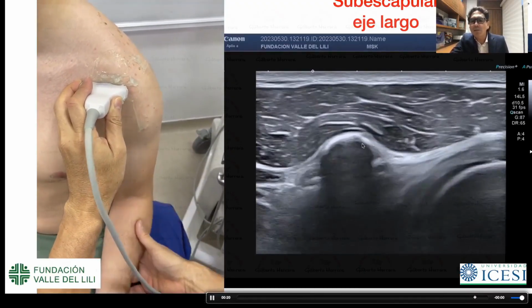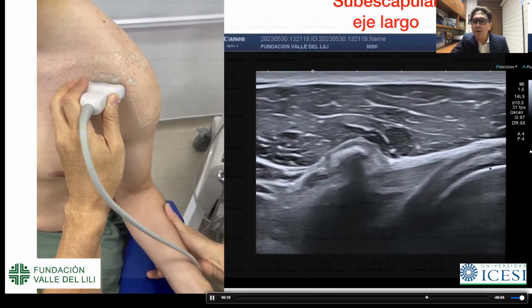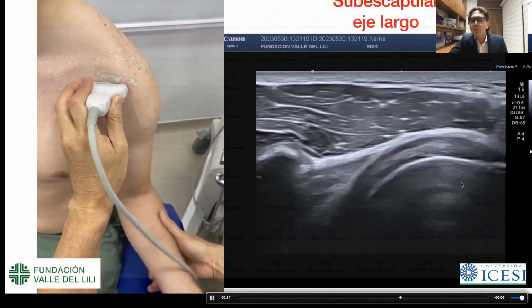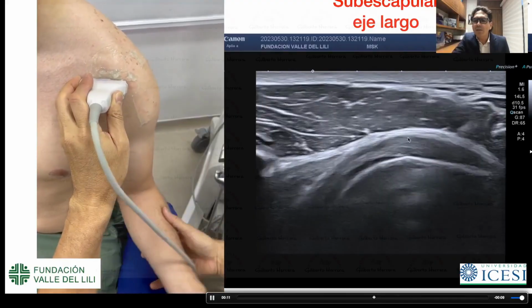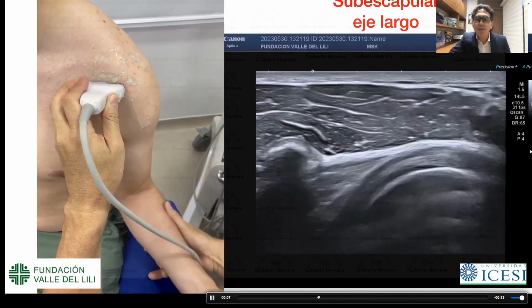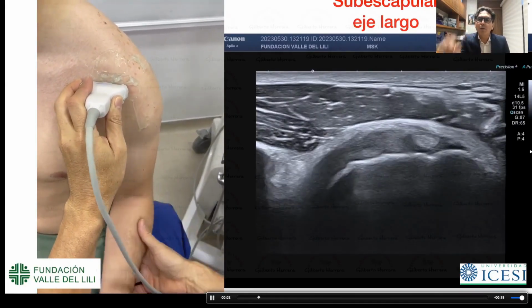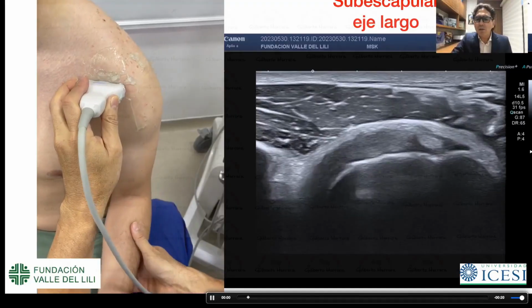So we identify our structures dynamically. The coracoid, the humeral head. Always remember to read the ultrasound. Always. Identifying patterns. Muscle pattern, tendon pattern, ligament pattern. We already saw this before, but this is the position then. Position 1. Visualization of the subscapularis in the long axis.